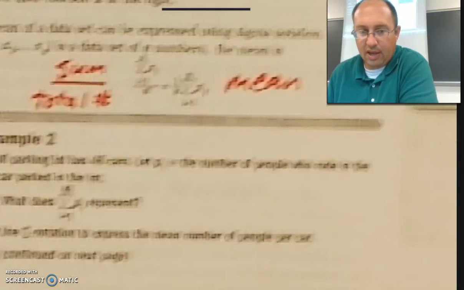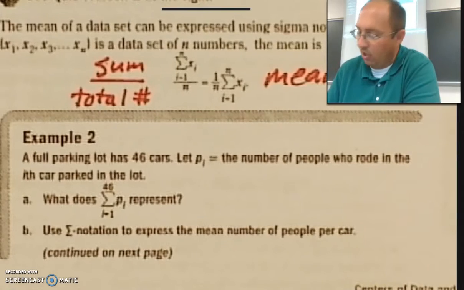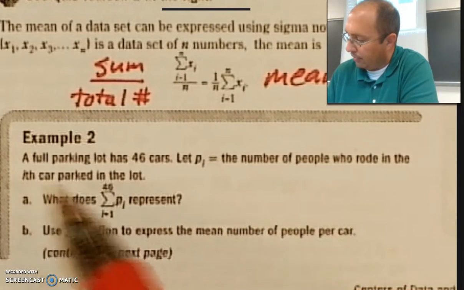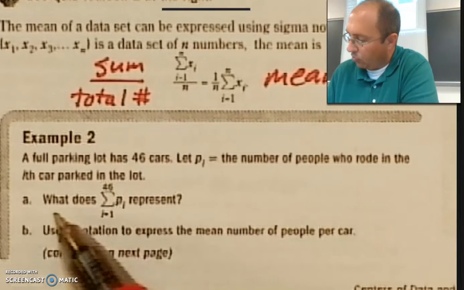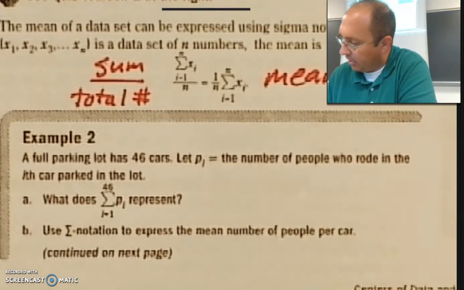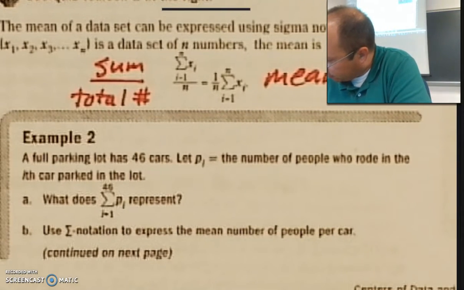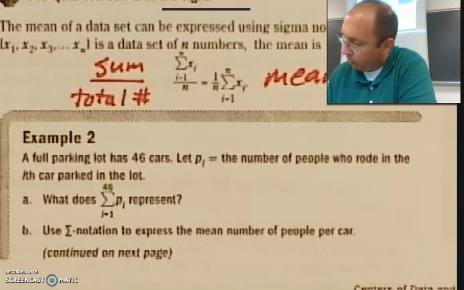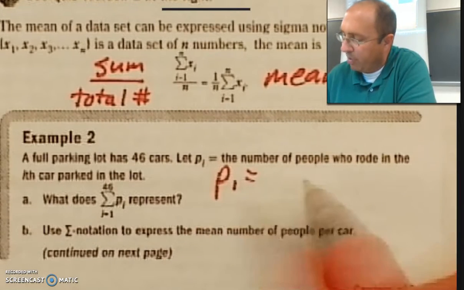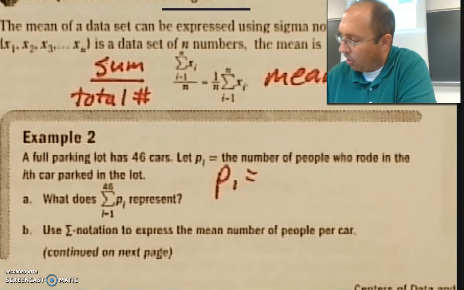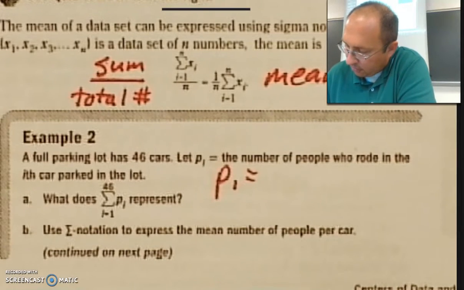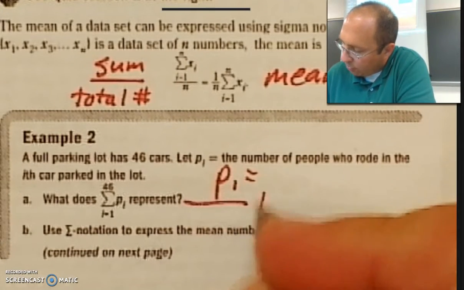So it says here a full parking lot has 46 cars. P sub i is the number of people who rode in the ith car parked in the lot. What does this represent? Well, that'd be the sum of all the people, right? Each one of those data values, like P sub 1, is the number of people who were in that car. Well, that could be 2 people, or 3 people, or 5 people, or 1 person. Okay, but so this would be the total number of people.